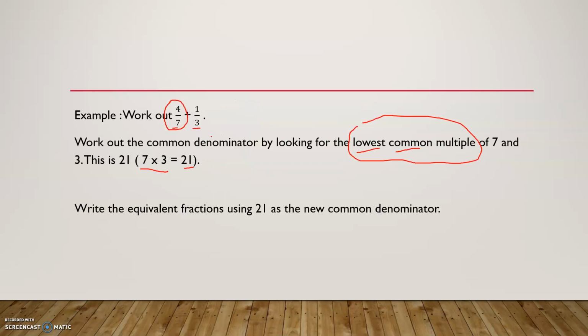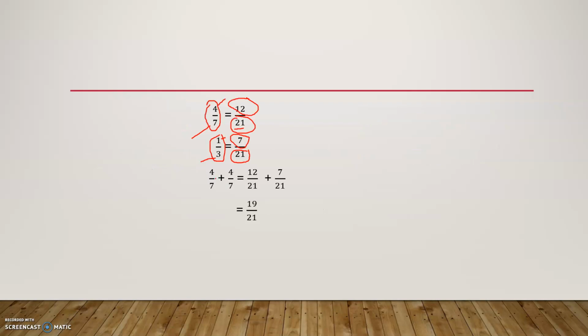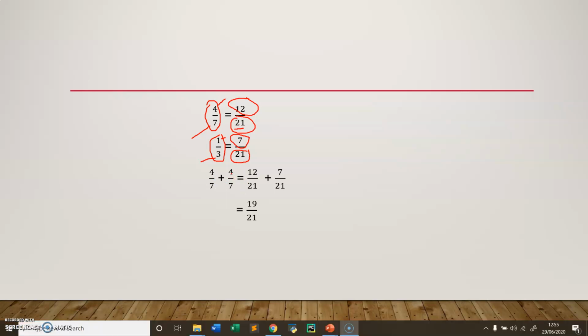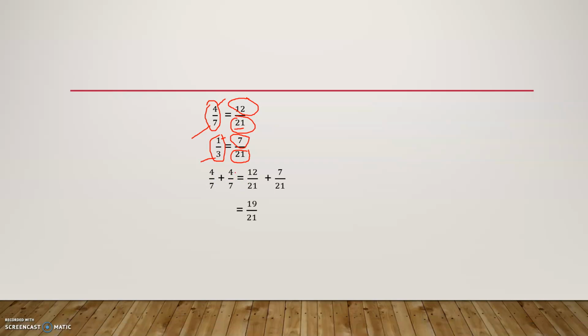So our original question was 4 over 7 plus 1/3. So you're going to write 4 over 7 plus, sorry, that should be 1/3, not 4 over 7. I copied the same number on this one. So that should be 1 over 3. Yeah. So instead of 4 over 7, we've got 12 over 21. And then instead of 1/3, we've got 7 over 21.